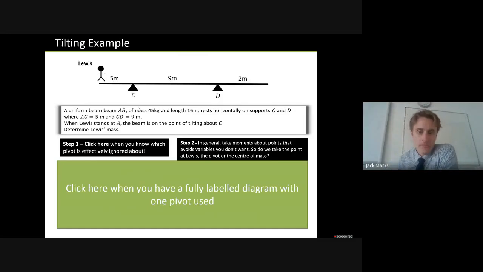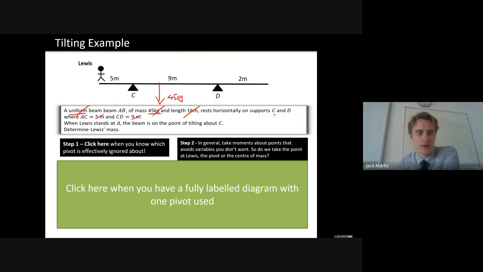Example. A uniform beam, AB, of mass 45. So 16, so 8 is in the middle. So it's something like that. 45G. Let's get rid of that. All of the lengths are already labeled, so I don't need that anymore. Uniform, yes, I've taken that into account. I drew it in the middle. Support C and D, yes. AC is 5, CD is 9. I've got all of that.